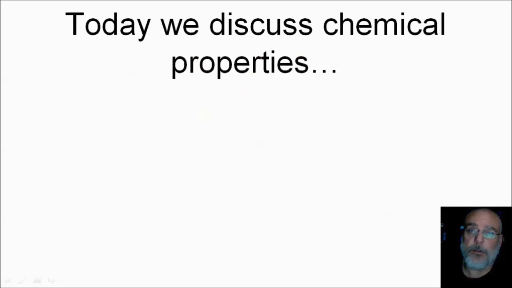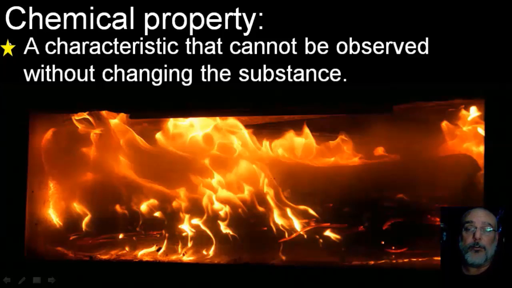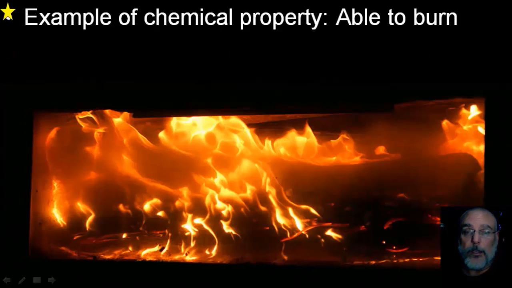However, today we're talking about chemical properties. Chemical properties, the definition, first of all, is a characteristic that cannot be observed without changing the substance. So the substance itself would have to be changed to observe a chemical property. An example of a chemical property is that it is able to burn.